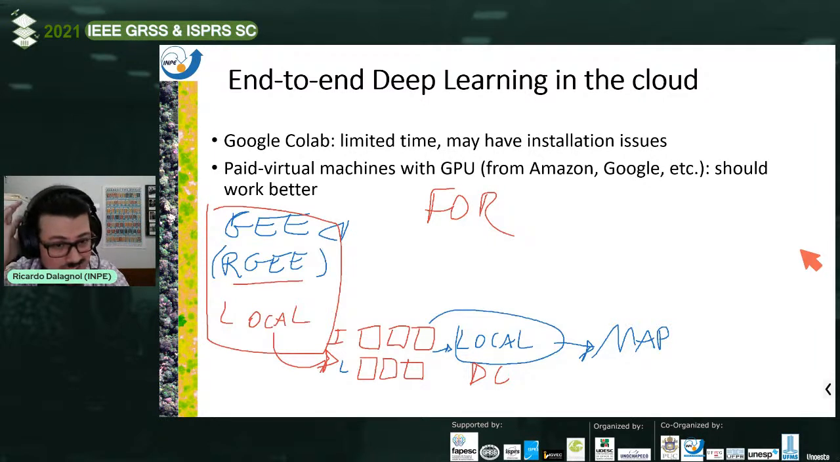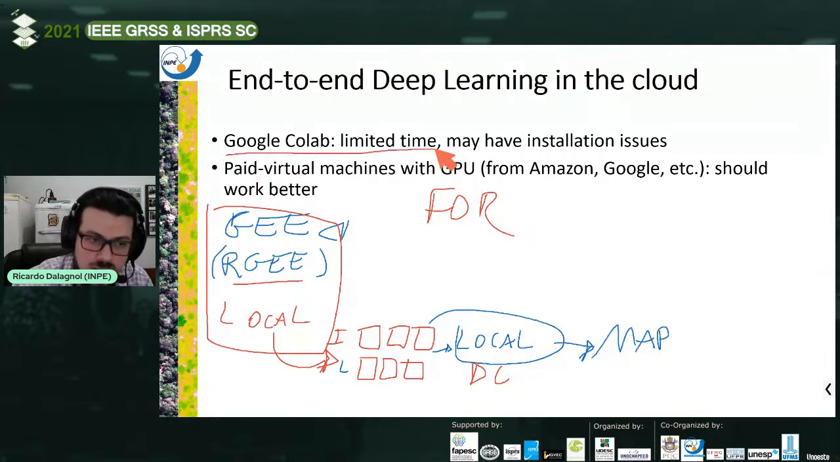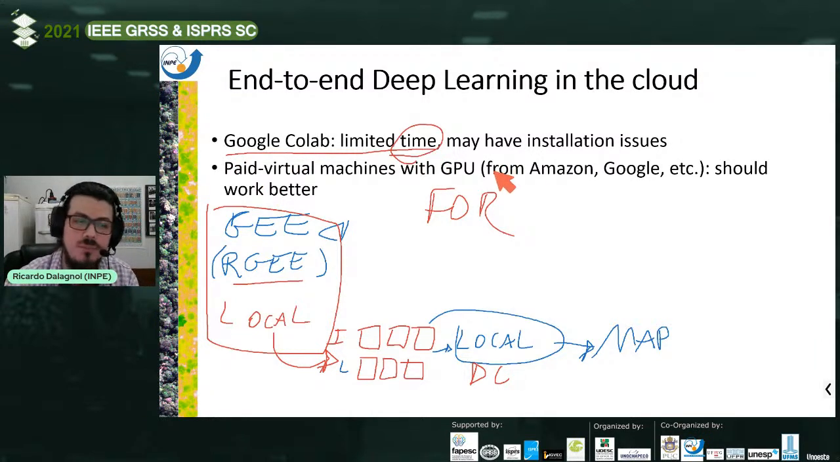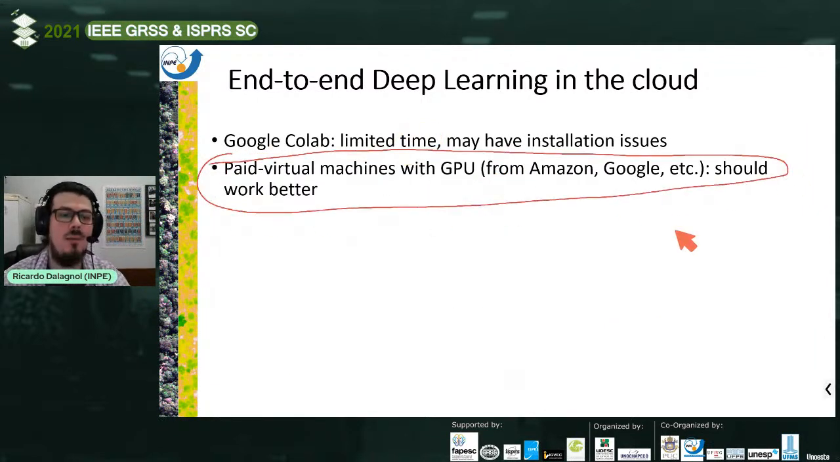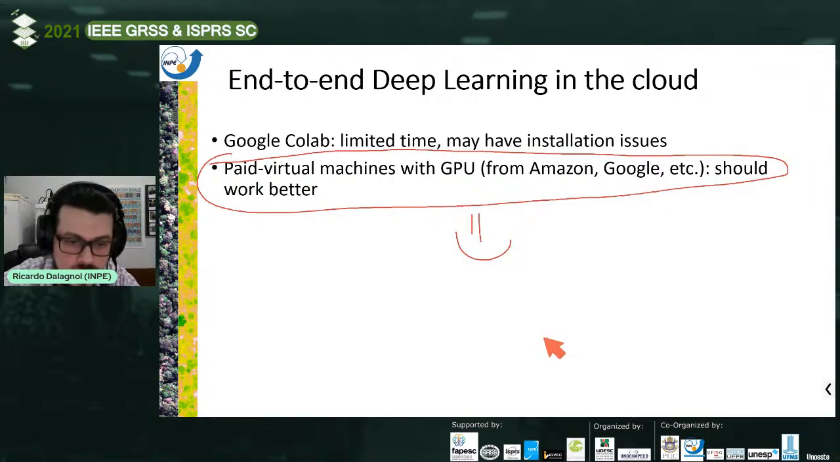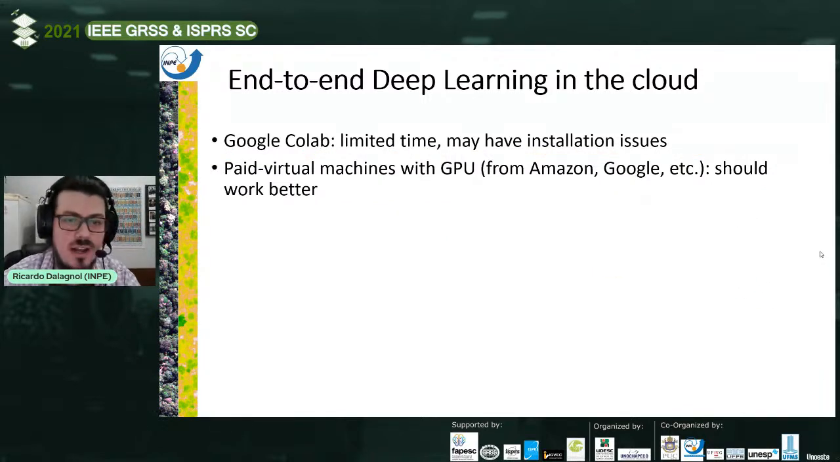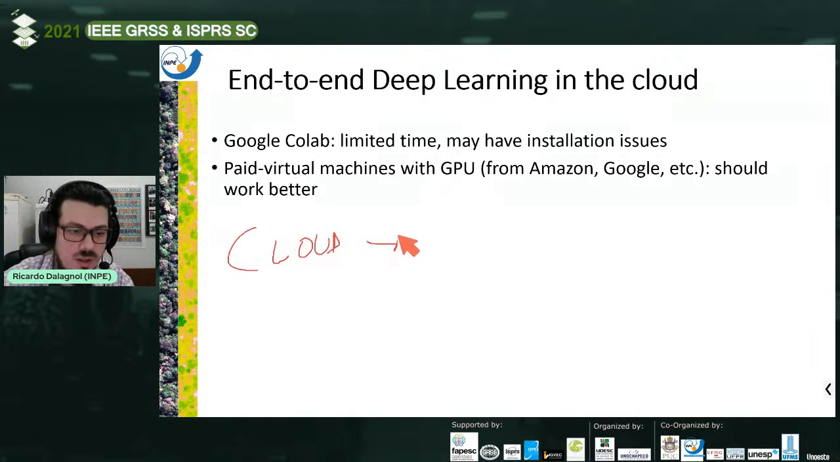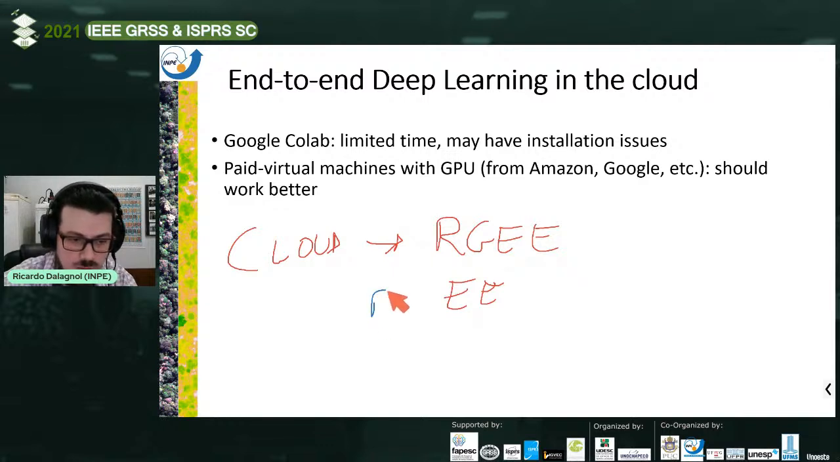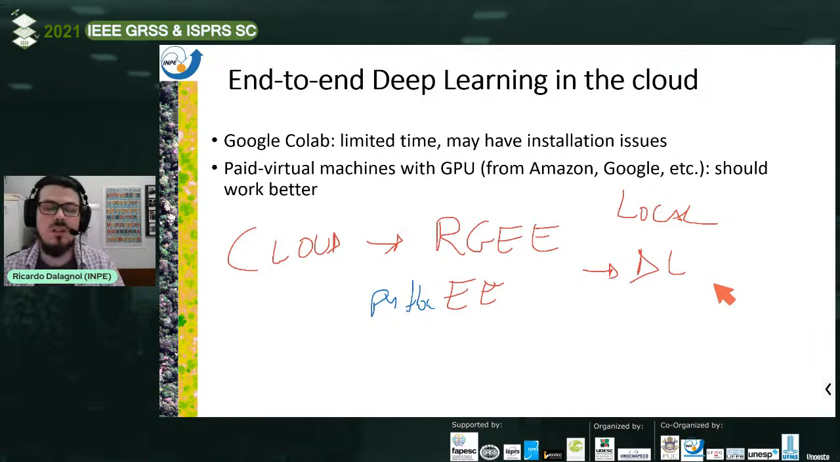I think that this will be very hard to apply on Google Colab because of the limitations with time, in my experience. But this should be doable with paid virtual machines from Amazon or Google, which should be more robust and should have better parameters, like time to run the stuff. So I expect this to work. But this takes money, and sometimes we are not very happy with this. So right now, from my perspective, the cloud is mostly for using RGE, or you can use the EE API with Python, and apply the deep learning on the local machine. So right now, this is the situation.